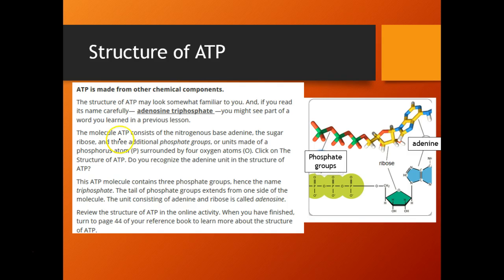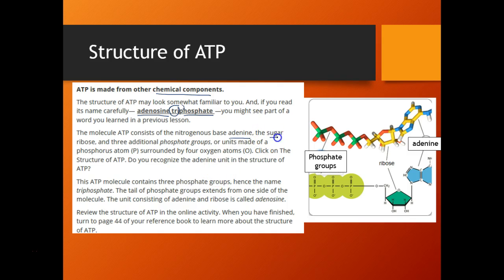If we look at ATP's structure, we'll see that it's made of other chemical components. If you read its name carefully, you might see some familiar words, like phosphate. We talked about phosphate when we talked about nucleic acids, and the fact that it's a triphosphate means that there must be 3 phosphate groups. Another word you might be familiar with is adenosine. It sounds like adenine, and adenine, which was the nitrogenous base in nucleic acids, is found in ATP as well.